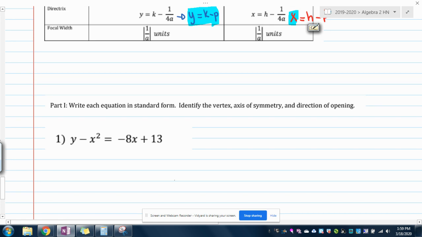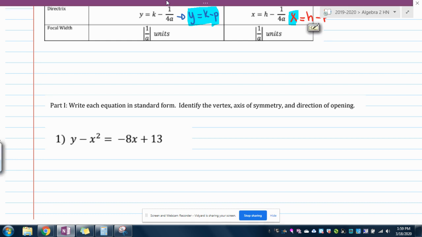So write each equation. This is from your packet. Right after the notes, there's a problem. The first problem is write each equation in standard form. Identify the vertex, axis of symmetry, and direction of opening. When I did it, I also identified p. I'm going to do all that here because I want to show you guys how to find the directrix and the focus. So let's do that.